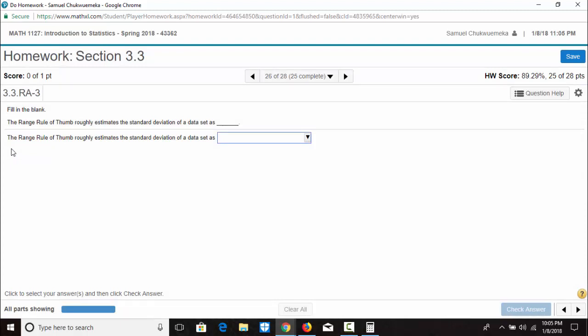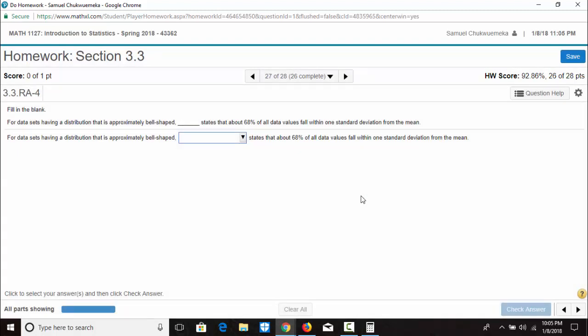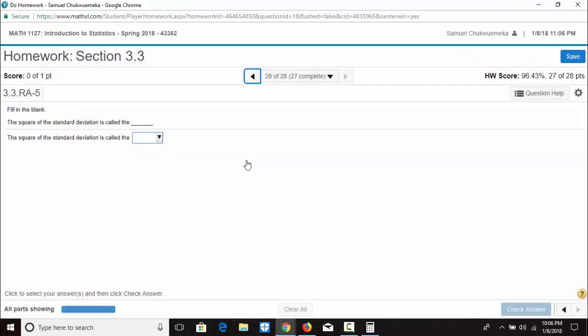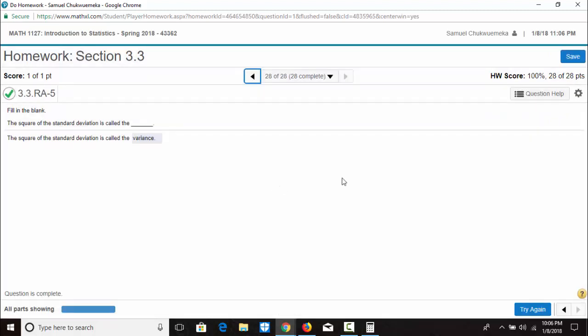26. The range rule of thumb roughly estimates the standard deviation of a data set as range divided by 4. Okay, that's it. 27. For data sets having a distribution that is approximately bell-shaped, the empirical rule states that about 68% of all data values fall within 1 standard deviation from the mean. It is also known as the 68%, 95%, 99.7% rule. Then the last but not the least: the square of the standard deviation is called variance. Okay, and you click save.